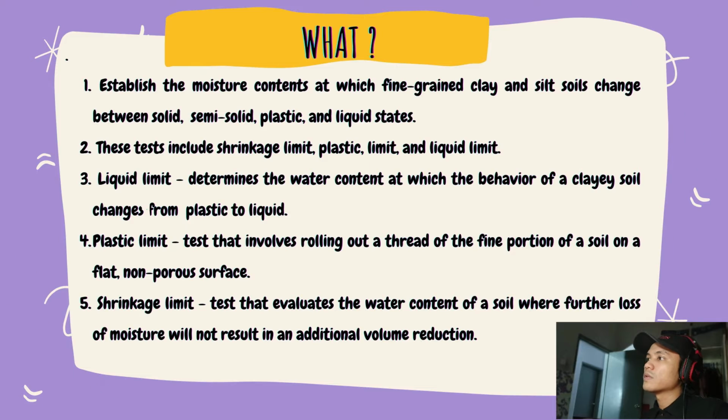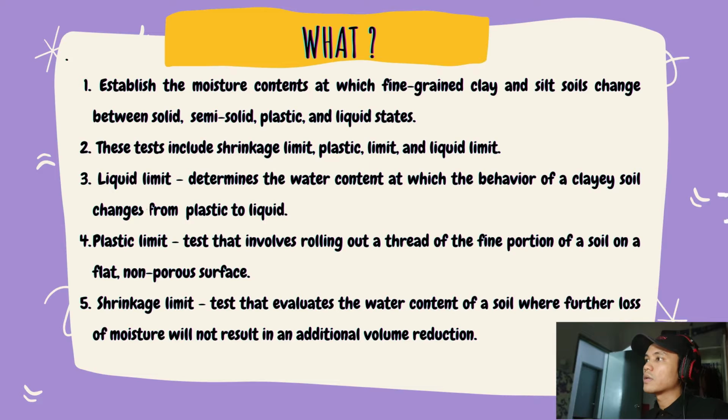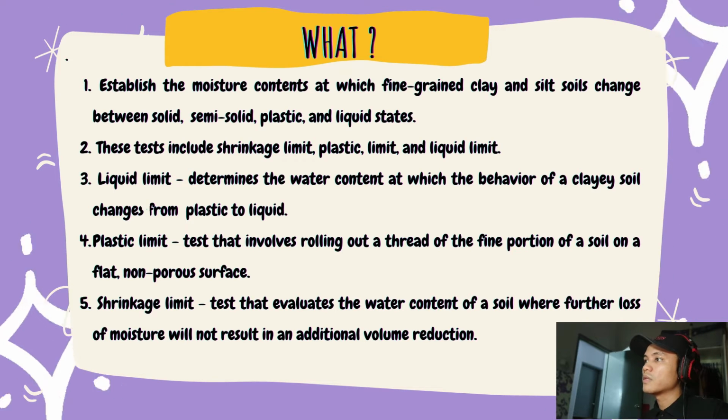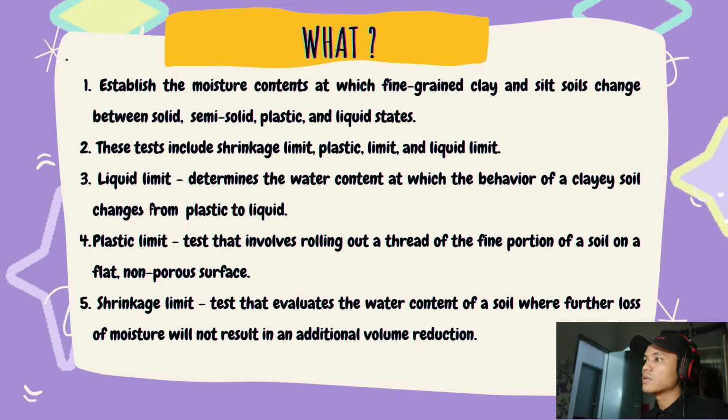Establish the moisture contents at which fine-grained clay and silt soils change between solid, semi-solid, plastic and liquid states. This test includes the shrinkage limit, plastic limit and liquid limit. The liquid limit determines the water content at which the behavior of clay soil changes from plastic to liquid. The plastic limit test involves rolling out a thread of the fine portion of the soil on a flat, non-porous surface. The shrinkage limit test evaluates the water content of the soil where further loss of moisture will not result in an additional volume reduction.